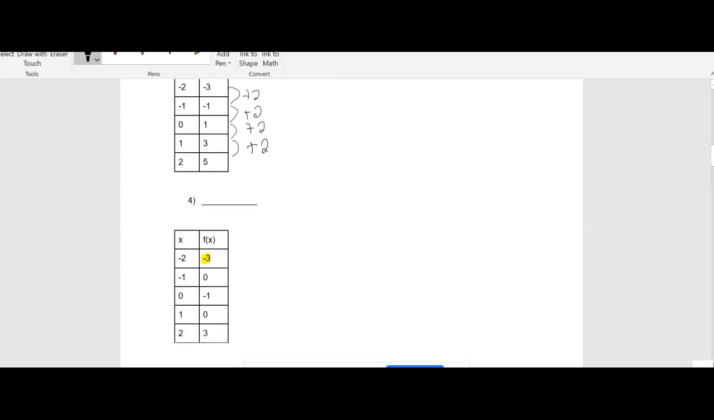All right, number 4 was the one that has the typo. Make this into a positive 3 here. So change that to be a positive 3 on your sheet if you have it. And then same thing, look for the pattern. Is there a common first difference? Is there a common second difference? Is there a common ratio? And then that would tell us which of the 3 functions that we're dealing with.